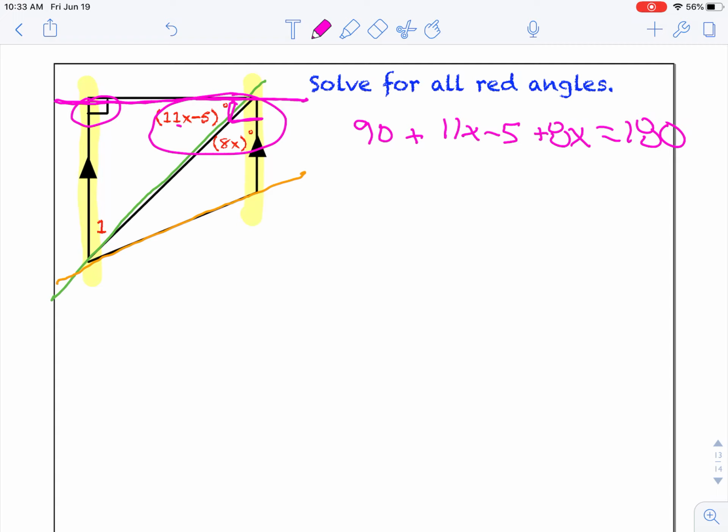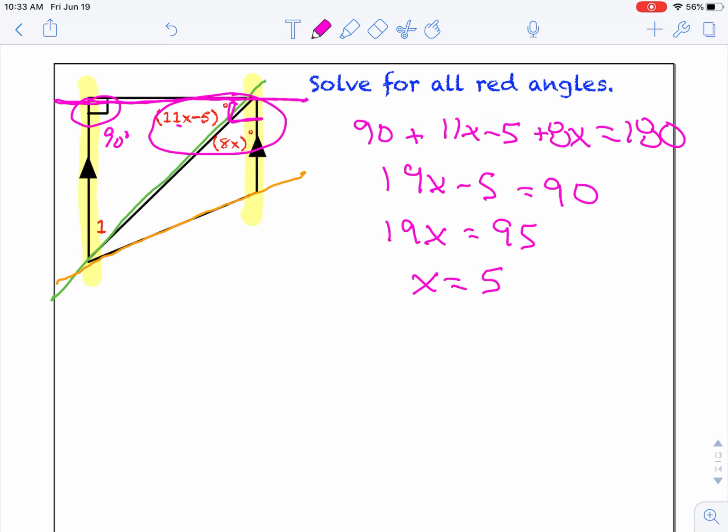I just set it up so that we would use consecutive interior angles, but then when I subtract 90 from each side and add the x's together, that gives me 19x minus 5 equals 90. So now I have 19x is equal to 95, and if I take 95 divided by 19, that gives me 5. So x equals 5.